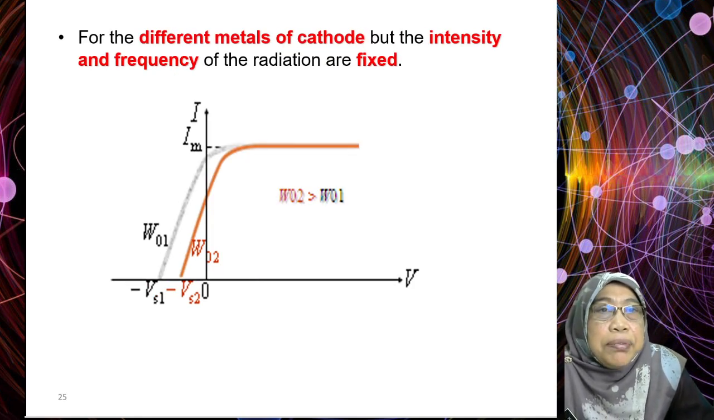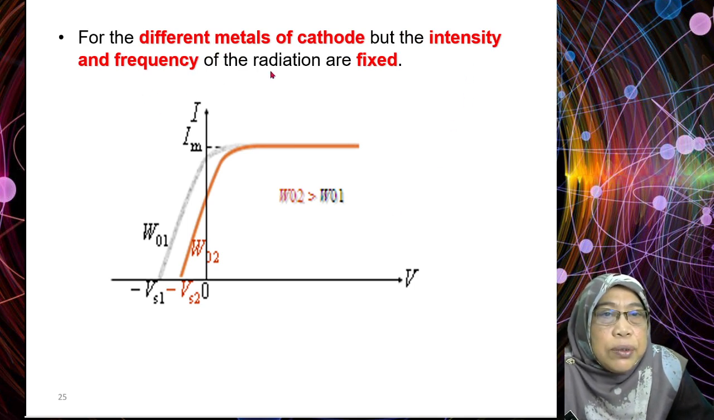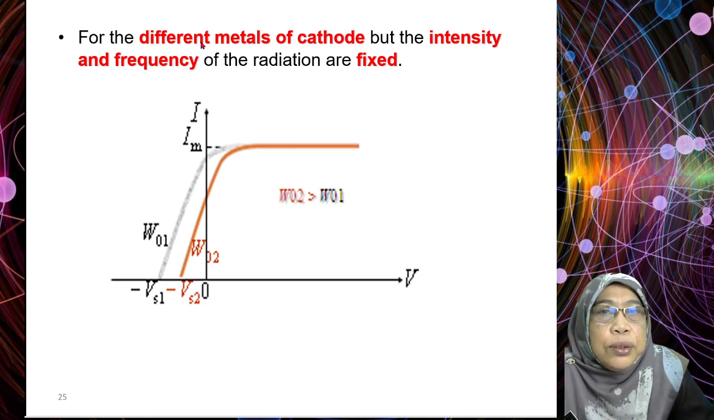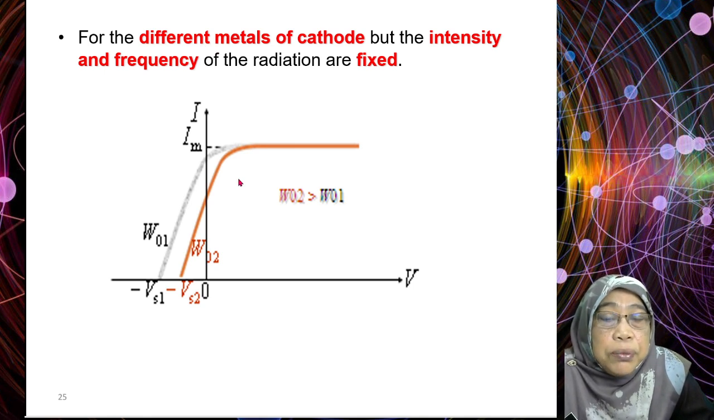Okay, then you change to a different metal, but the intensity and frequency of the radiation are fixed. Intensity fixed means that the maximum current is fixed at the same point here. Frequency fixed refers to the energy of the incoming photon, so the energy from the photon is fixed, but two different metals mean two different work functions.